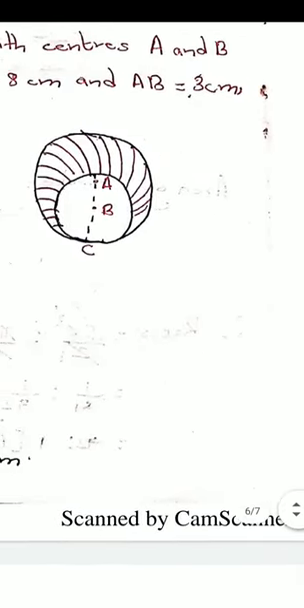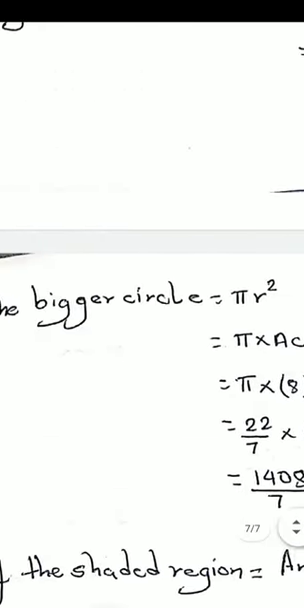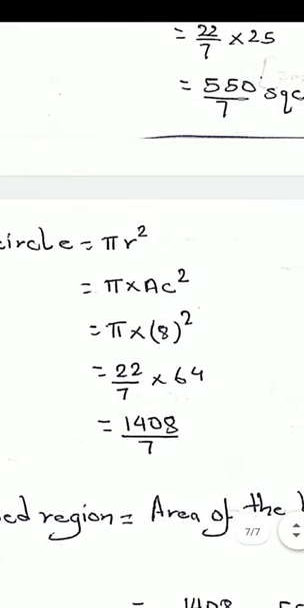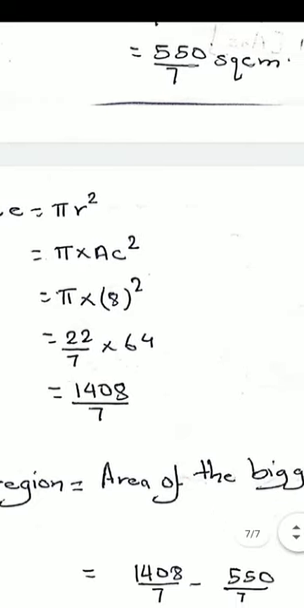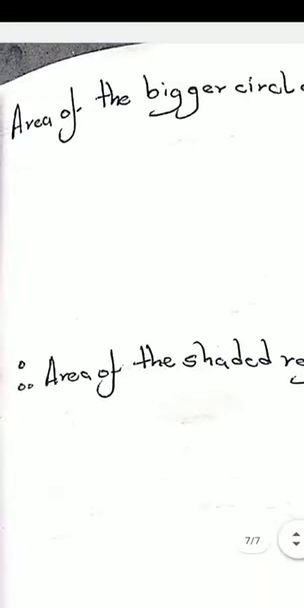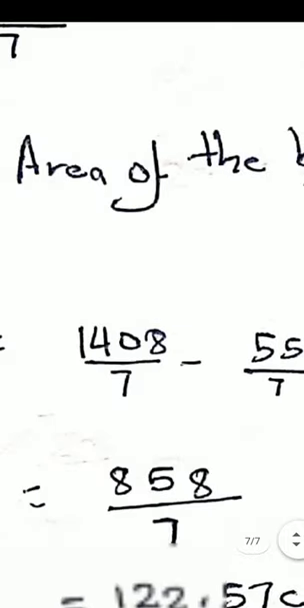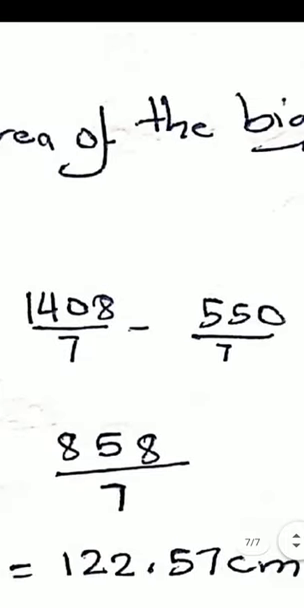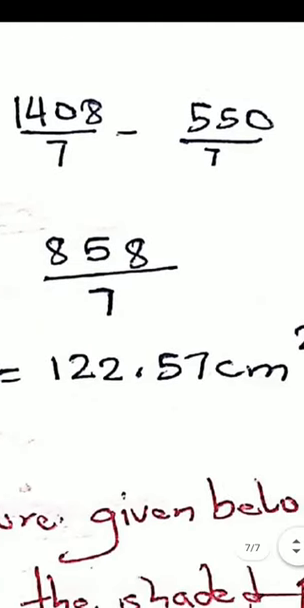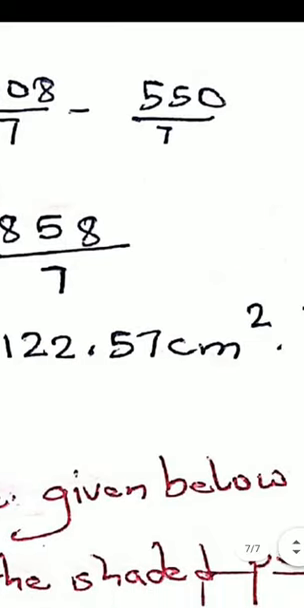Similarly, A is the center of the bigger circle, so its radius will be AC. So the area of the bigger circle equals pi r square, that is pi into AC square, which is 22 by 7 into 64, that is 1408 by 7 square centimeter. Kindly write square centimeter over there. So the area of the shaded region will be the area of the bigger circle minus the area of the smaller circle. So I'll write 1408 by 7 minus 550 by 7 equals 858 by 7, that is 122.57 centimeter square.